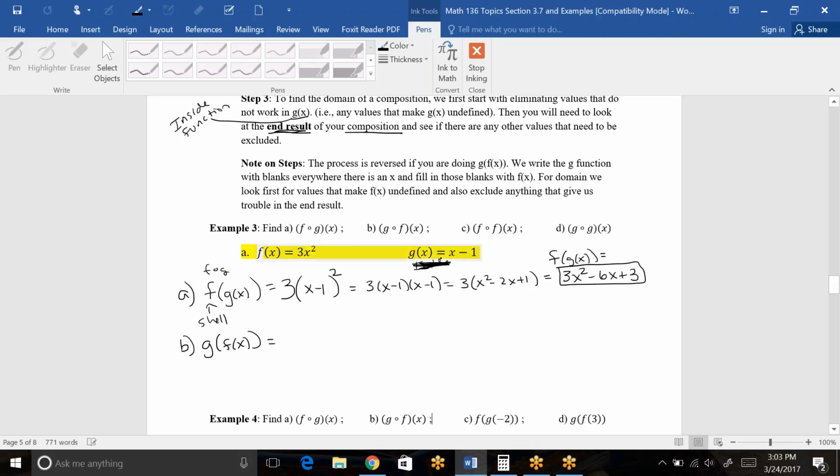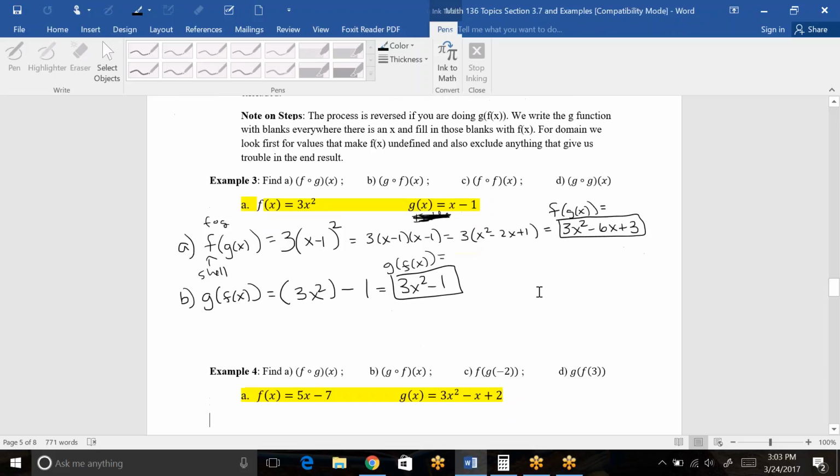So g is blank minus 1 if we were to write it as a shell. And then in that blank, we write the f function, which is just 3x squared. There's nothing to really simplify here. There's no like terms. It's just what it is. So g of f of x equals 3x squared minus 1.